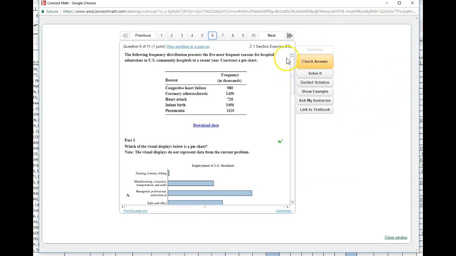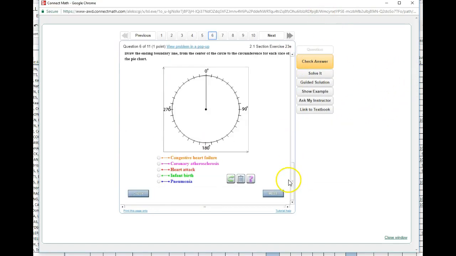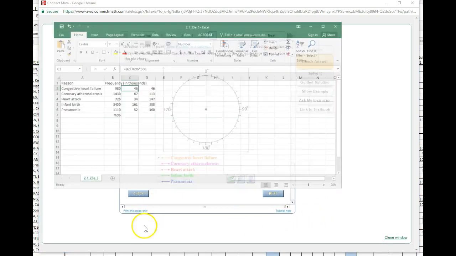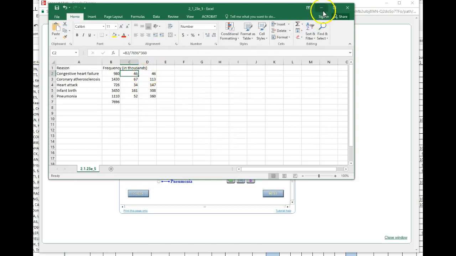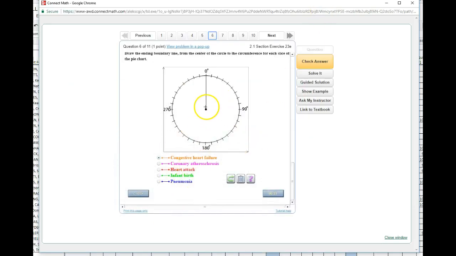So if I come down to the bottom of my pie chart, I'm going to select congestive heart failure, and congestive heart failure was at 46 degrees. So I'm going to start on the very center, as close to the center as I can get, and then go out to, well, let me reset. Okay, so if I click in the center and release, and then go out 10, 20, 30, 40, about here is 46. Okay?